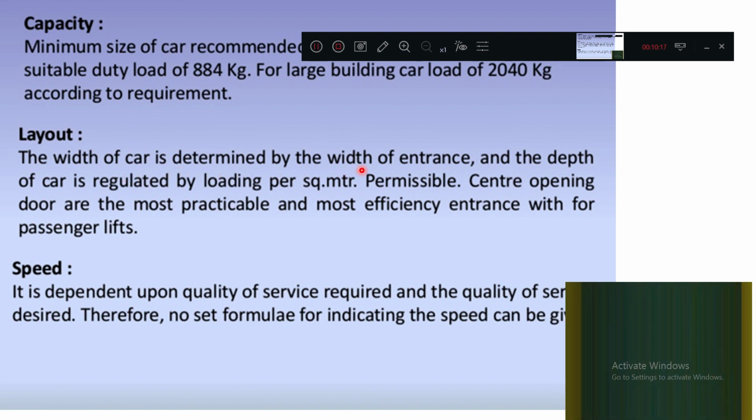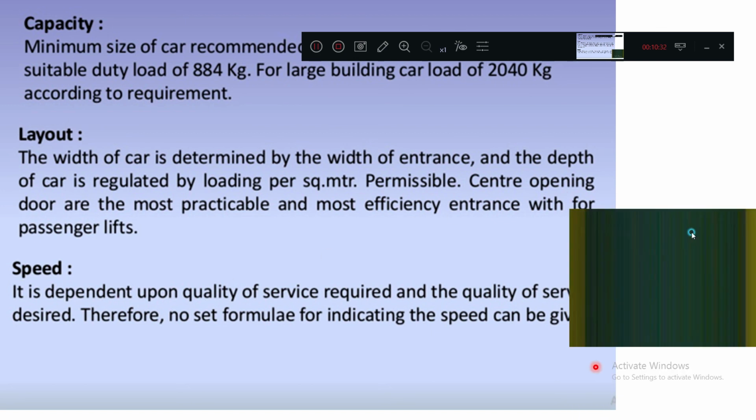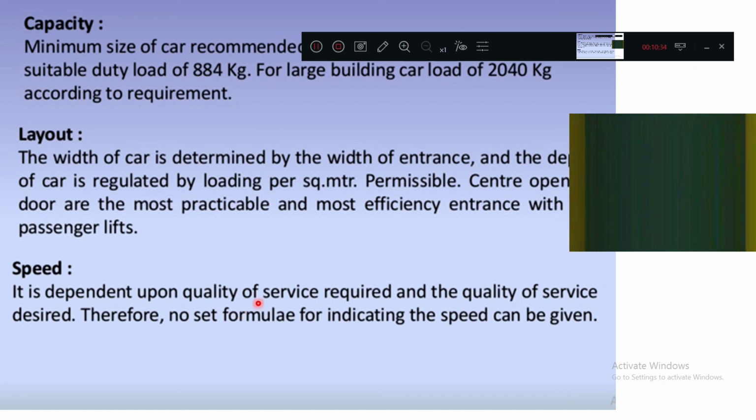The width of the car is determined by the width of the entrance, very important. The depth of the car is regulated by loading per square meter. So center opening doors are most practicable and most efficient entrance for the passenger lift. Speed: what about the speed? It depends upon the quality of service required and desired. Therefore, no set formula is given.